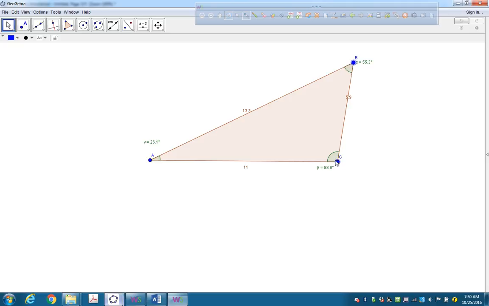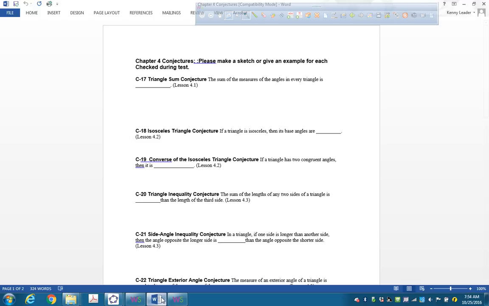Now this is the biggest angle. There's the biggest side, right? Here's the smallest angle. There's the smallest side. There's the middle angle. There's the middle side. Can you drag that on your triangle to make sure that you understand how that works? Okay? So it's kind of obvious, but it's true. So that's conjecture C21. Okay, so I'm going to bring that up again.